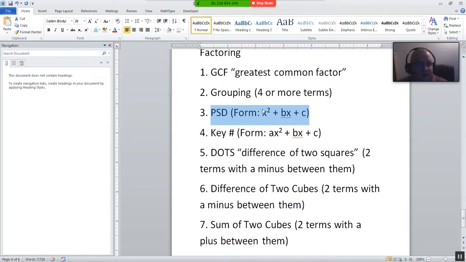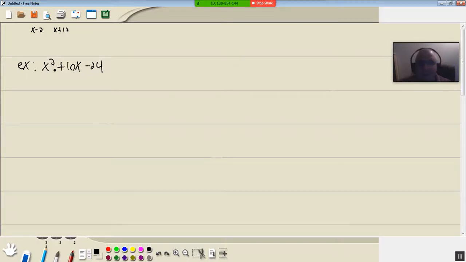Now the form I'm specifically looking for with a PSD is I'm looking for an x squared, x, no x, and there's no number in front of our x squared. Now notice how I'm not really emphasizing what in the world b and c are. That's not important for this form. We just got an x squared, x, no x, and there's no number in front of our x squared.